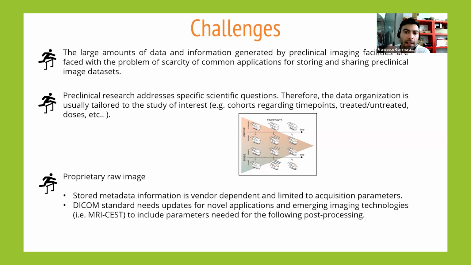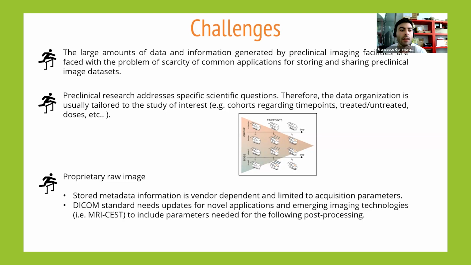And then another challenge is related to the proprietary raw images, because the images are stored in proprietary file formats, and so they depend on the vendor, the software and the hardware of the scanners, and they depend on the version of the software installed.